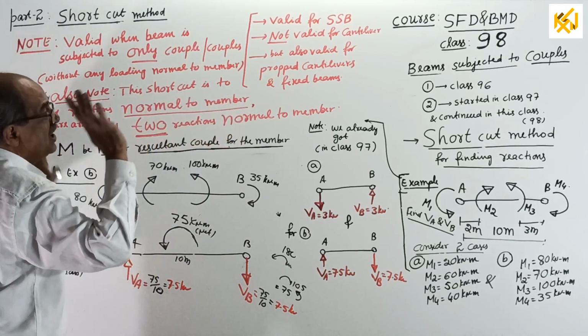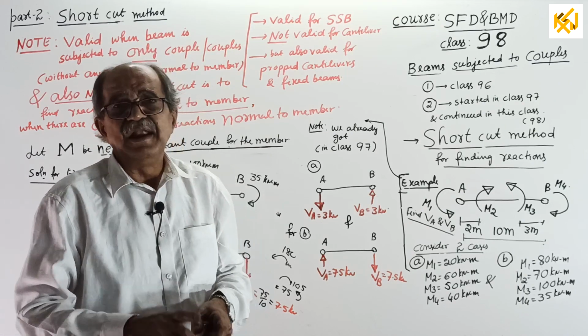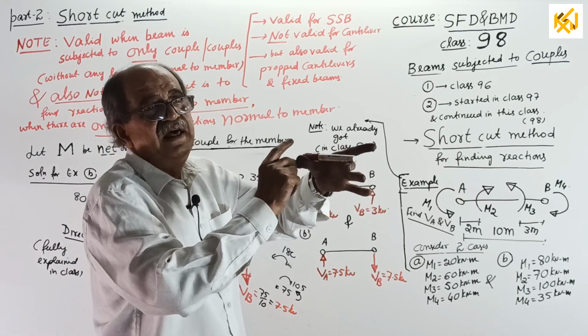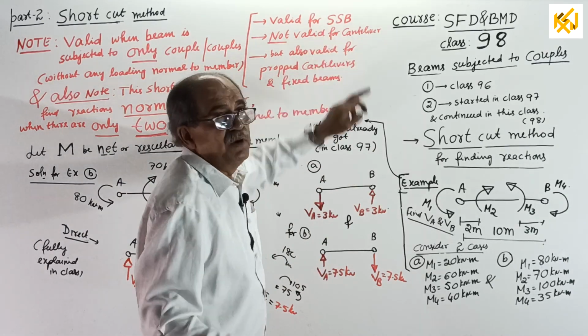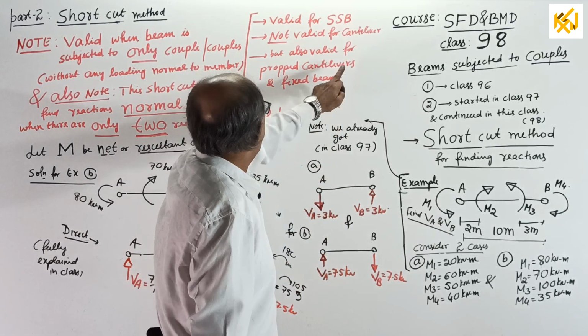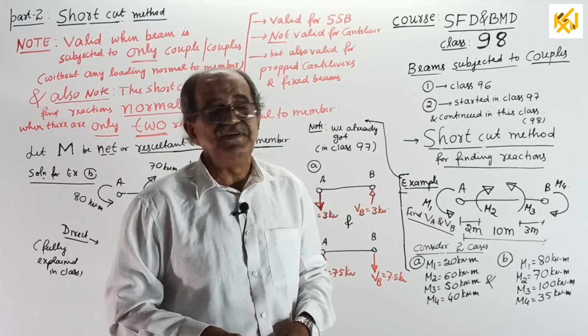That is a shortcut method for finding reactions when only couples are there, and the condition is that both side reactions should be there. Simply supported beam valid, cantilever not valid, propped cantilever and fixed beam valid. That is for later, when you study structural analysis.